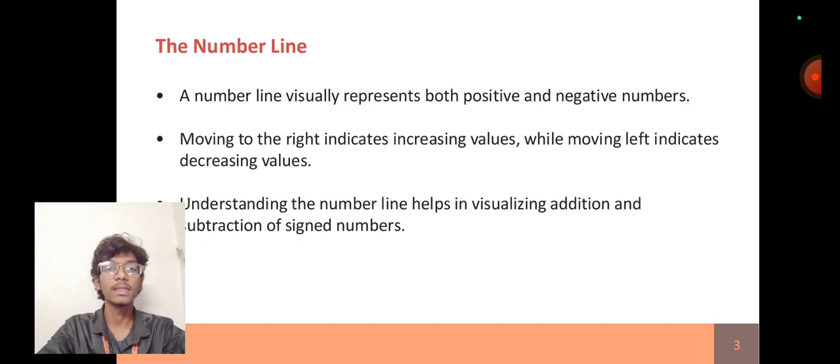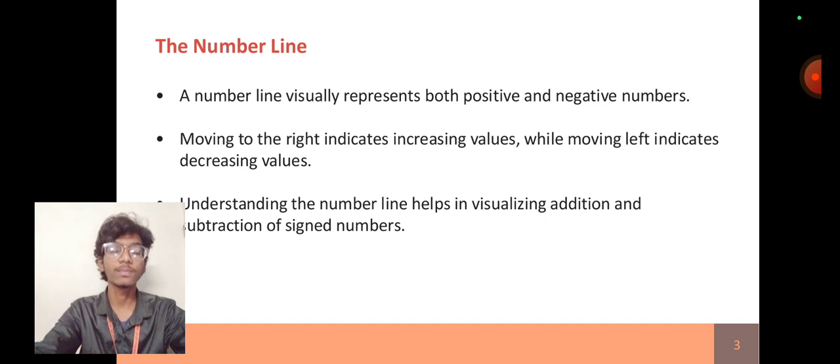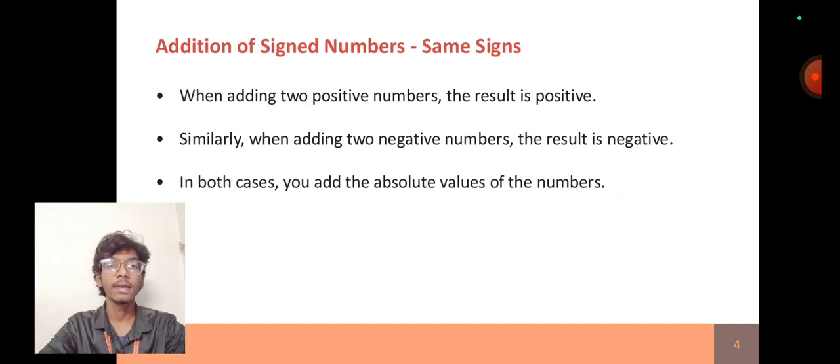Next, the number line. A number line visually represents both positive and negative numbers. Moving to the right indicates increasing values, while moving left indicates decreasing values. Understanding the number line helps in visualizing addition and subtraction of signed numbers. First of all, addition of signed numbers.